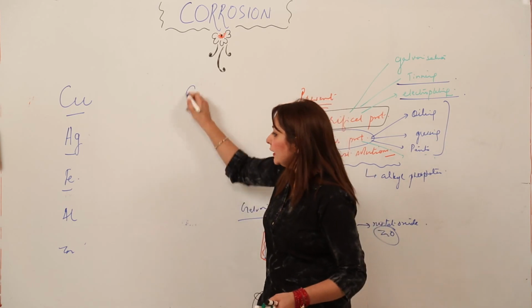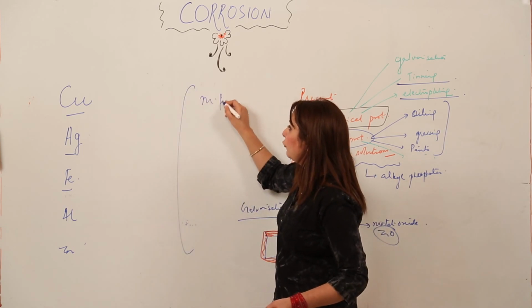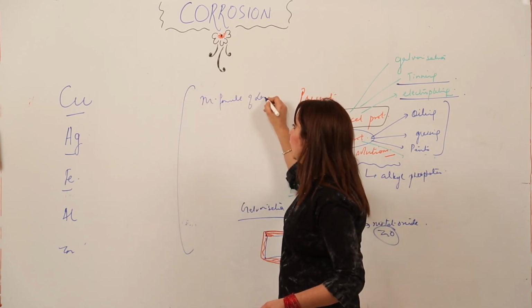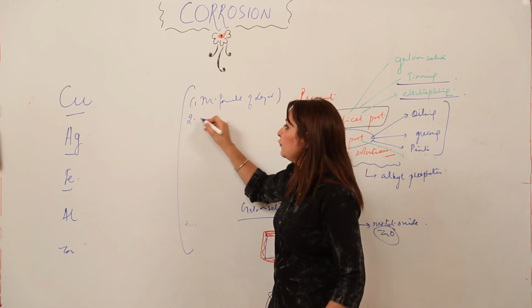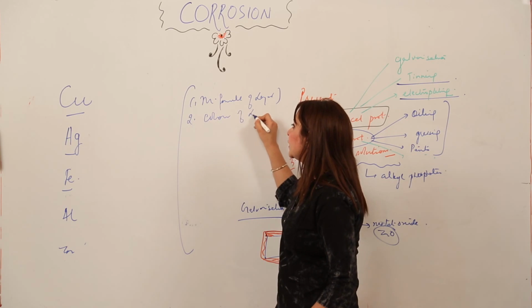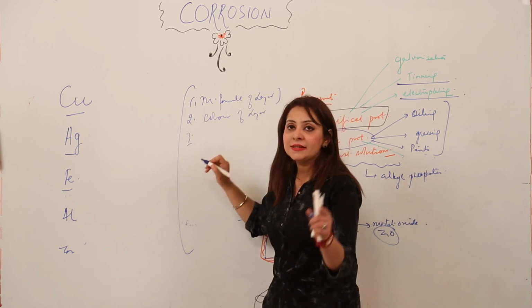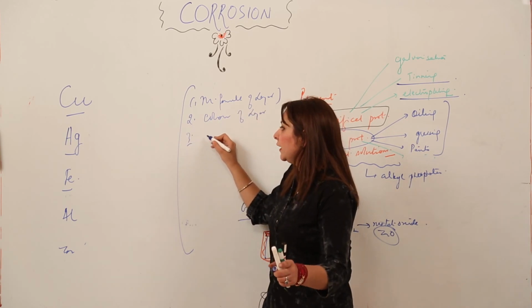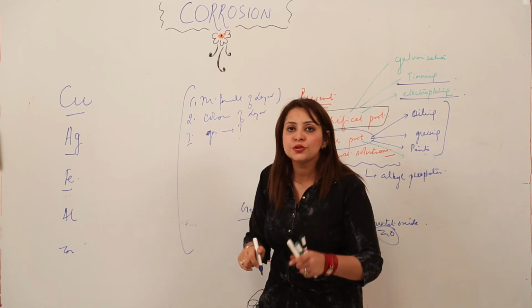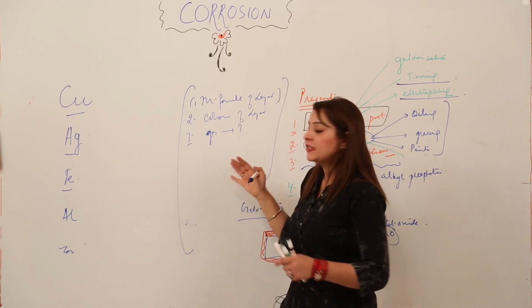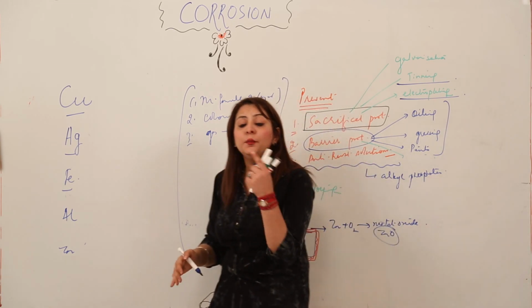What are they asking? First, they are asking for the molecular formula of the layer which gets deposited as a result of corrosion. Second, they are asking for the color of the layer which gets formed. Third, they are asking in the presence of which gas the corrosion occurs. This is how I am going to answer, and this is an important question.